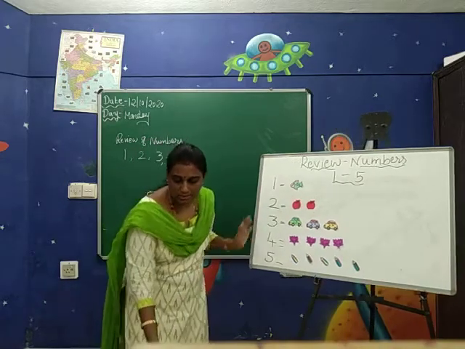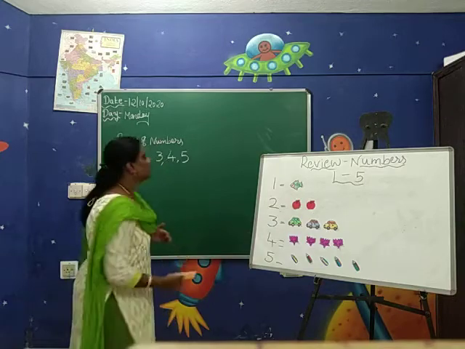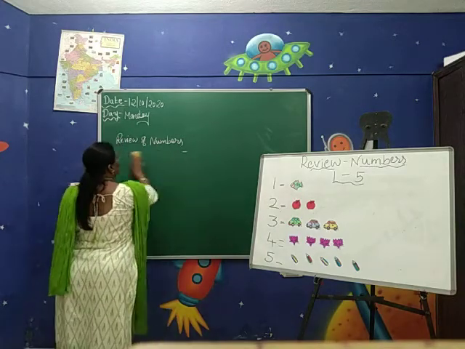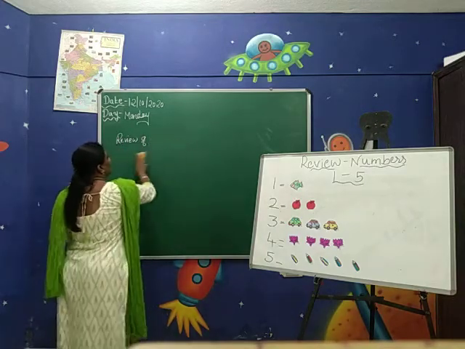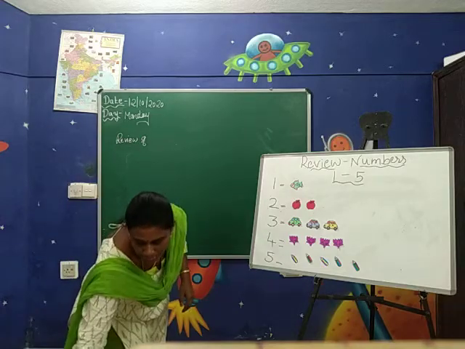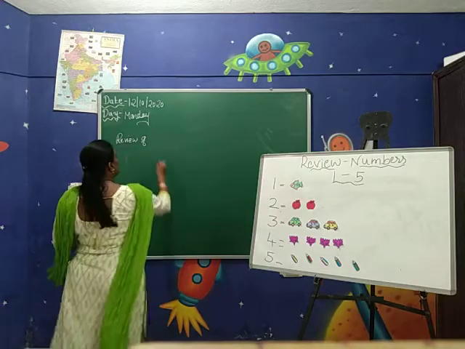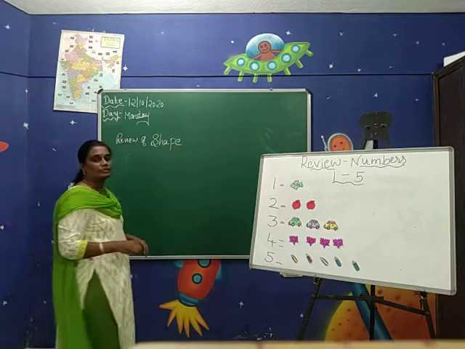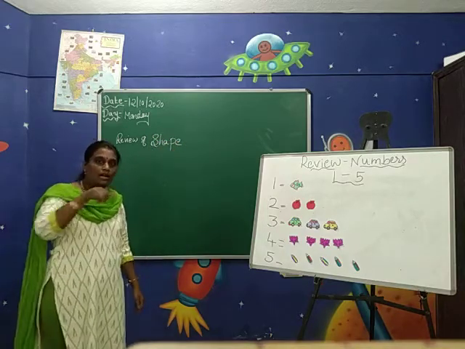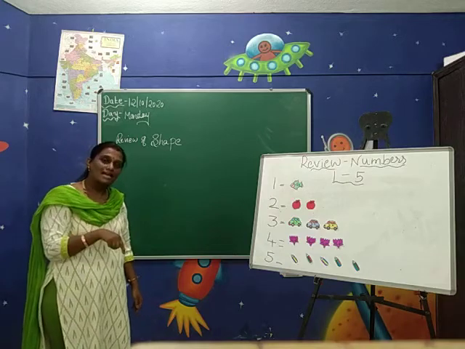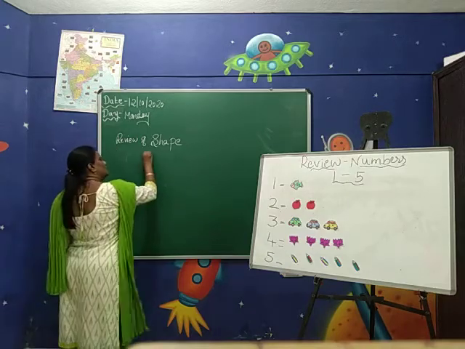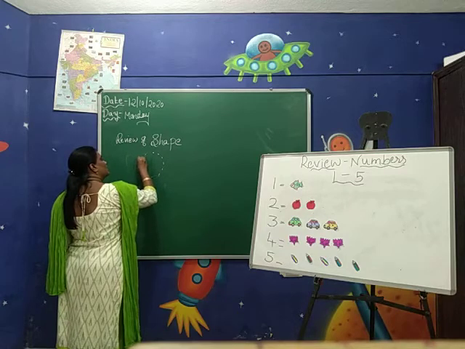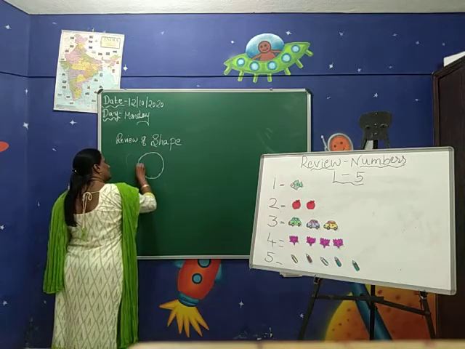Yes, very good. Now today only the revision of what we have learned. Next we'll go for the shapes. Yes, children. We have learned one shape now. Which is the shape? Can you tell me? Round and round. Yes, that is very good. Circle shape.